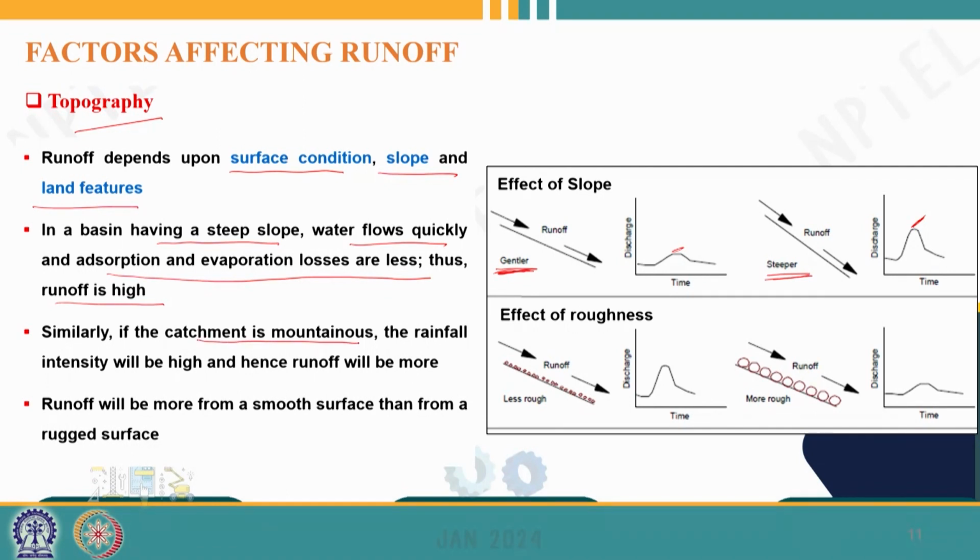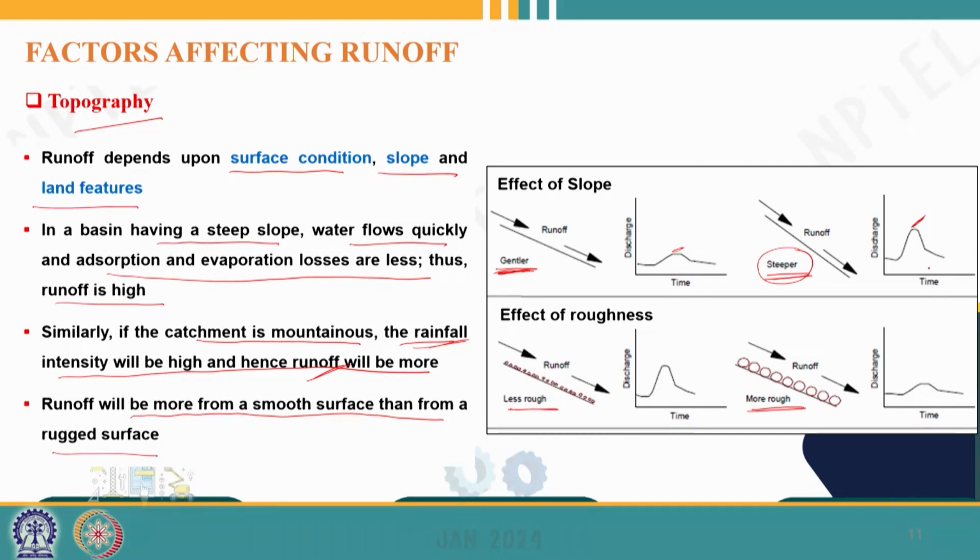Similarly, if the catchment is mountainous, the rainfall intensity will be high and hence runoff will be more. So, obviously, steep slopes also are mostly found in mountainous areas. So, there the rainfall is also expected to be high, hence runoff will be more, and runoff will be more from a smooth surface than from a rugged surface. So, if it is a rugged surface, that is a rough surface, then obviously the velocity of flow will be less and the storage will be more as compared to a smooth surface where the velocity of flow will be much higher.